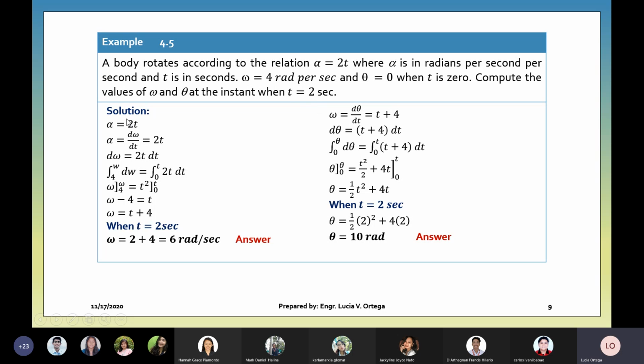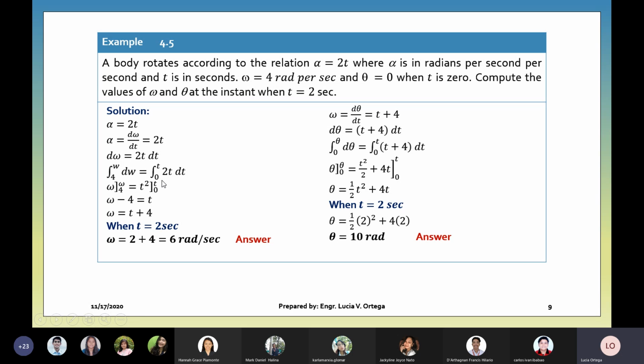So the given equation, alpha is 2t. You know alpha is the differential of omega with respect to time, and that equals 2t. We can cross multiply, so d omega equals 2t dt. Then we can integrate. The limit will be omega equals 4 initially, so from 4 to omega.